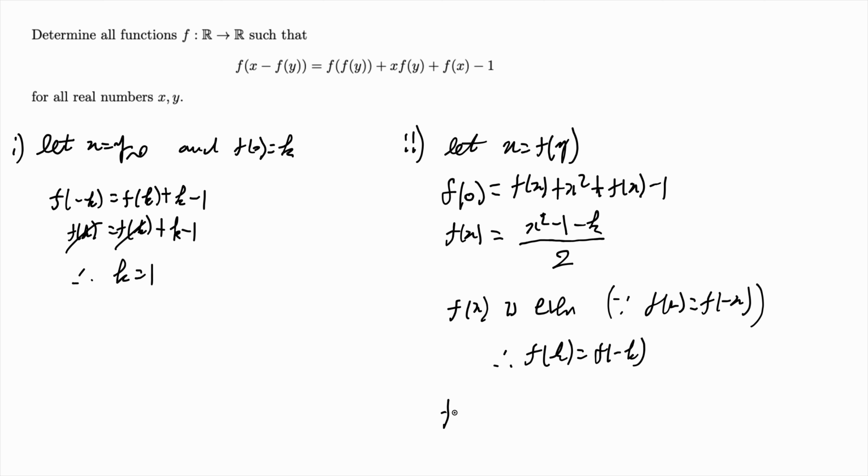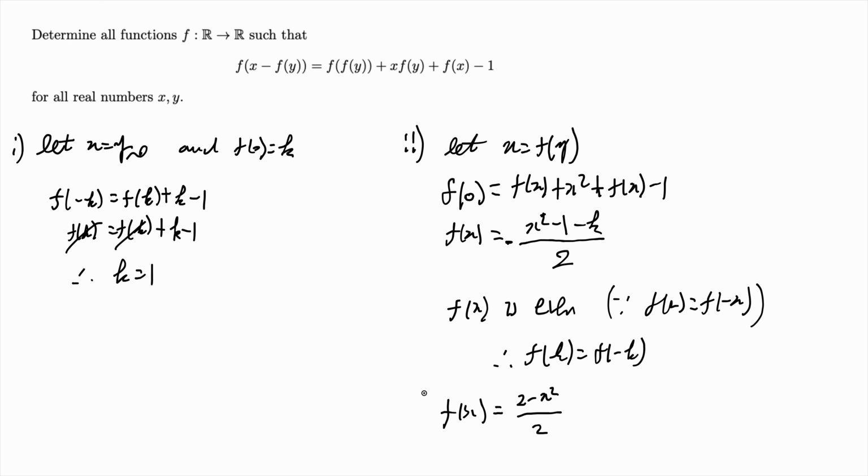Now we can just substitute. So we have f of x equals x squared. Wait, what am I doing? I forgot the negative sign here: negative x squared plus 1. Yeah, sorry about that mistake. So here we have 2 minus x squared over 2. And that is indeed our answer.